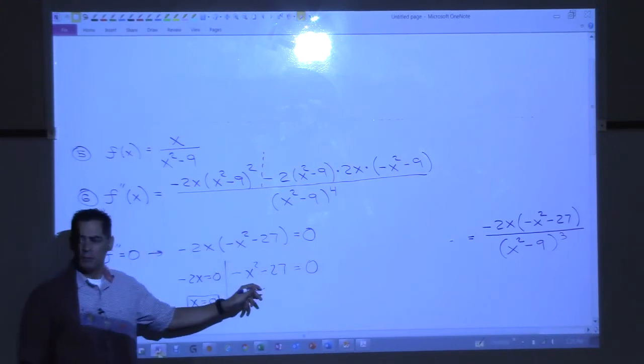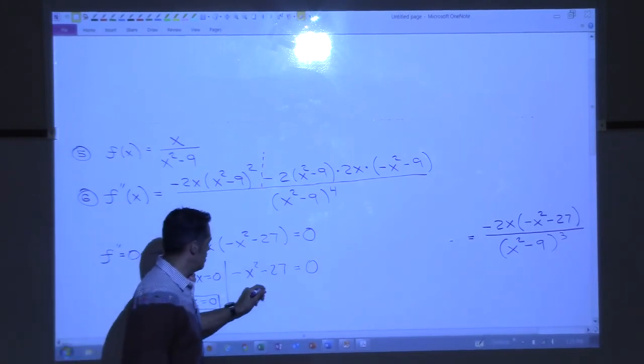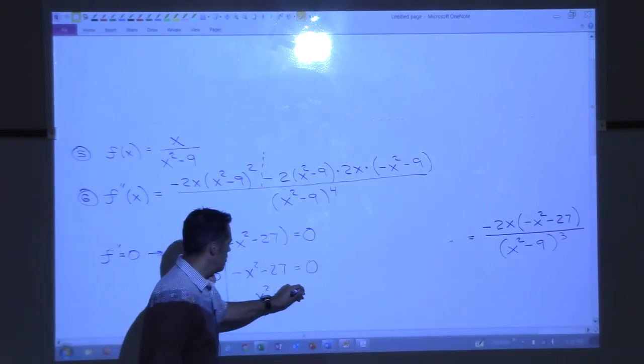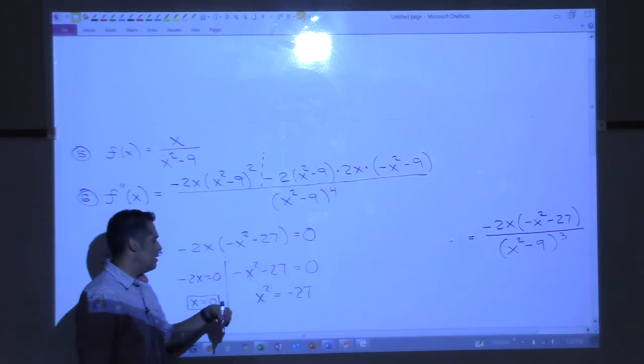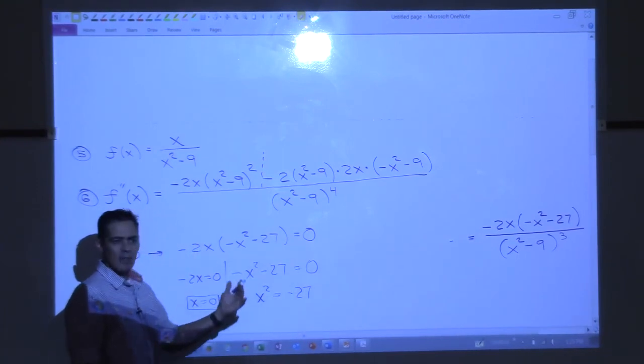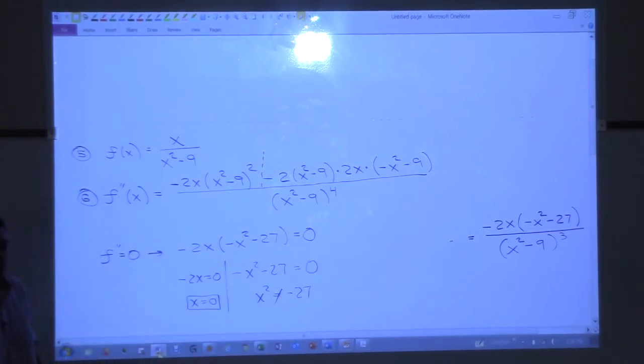And this one over here? Two answers? No solution. We run into that same problem we had earlier. If I move the x squared to the other side, I get something squared is negative 27, not going to happen. Okay? So we only have one answer for setting the second derivative equal to 0.